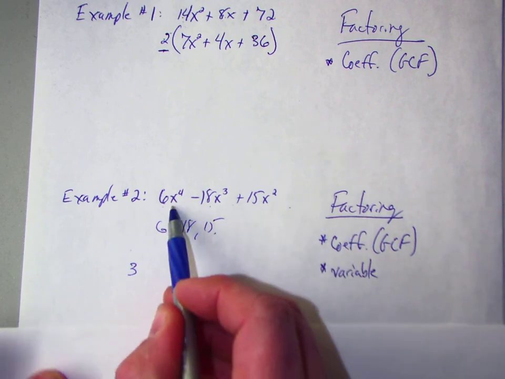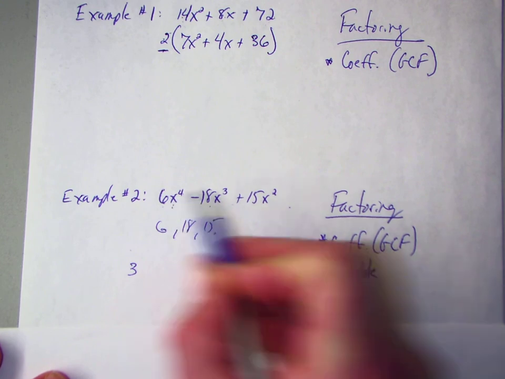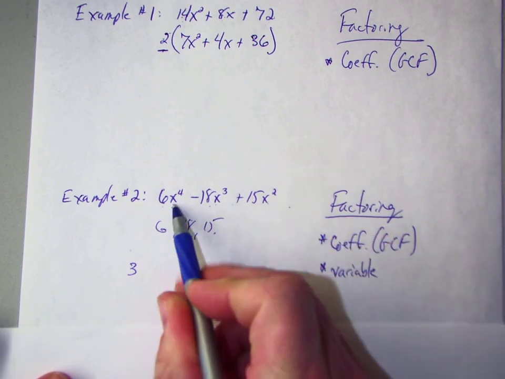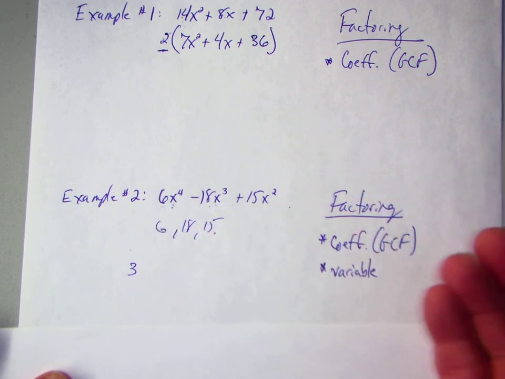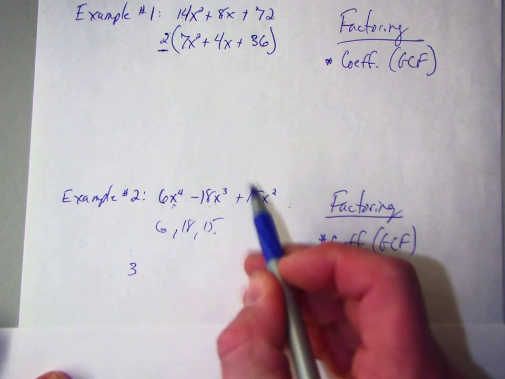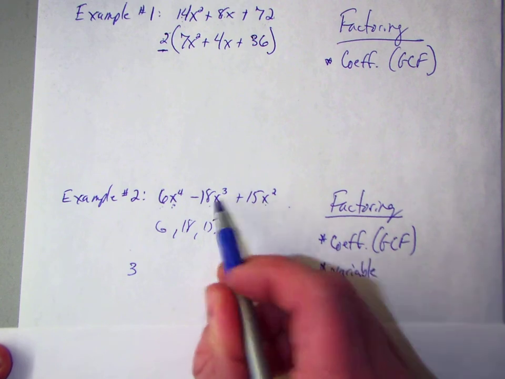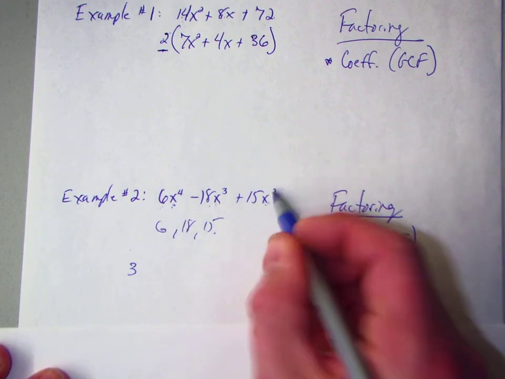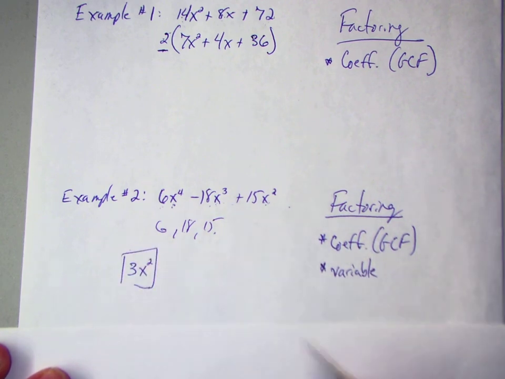Well, in the first term, x to the 4th means there's 4 x's, there's 3 x's, and there's 2 x's. So the most that I can take out of each term is 2 x's, because I can't take out 4. If I take out 4, well, there's not 4 here, so therefore I cannot take out 4. So for the variables, the most that we can take out is an x squared. All right, so here's the monomial that I am factoring out. It's one term.